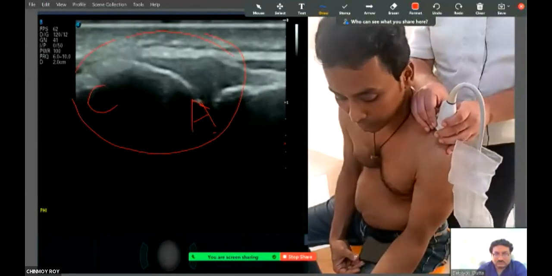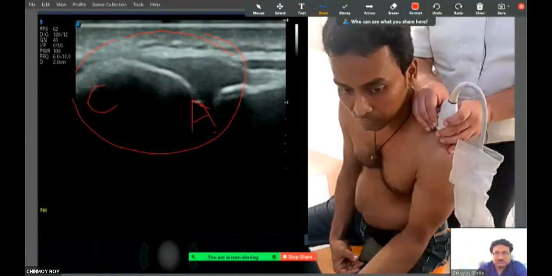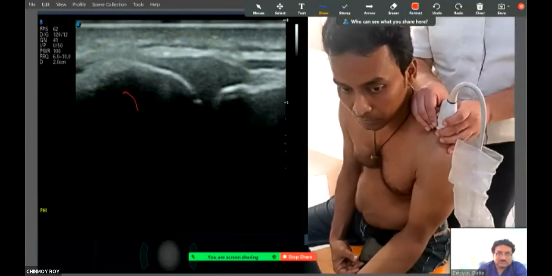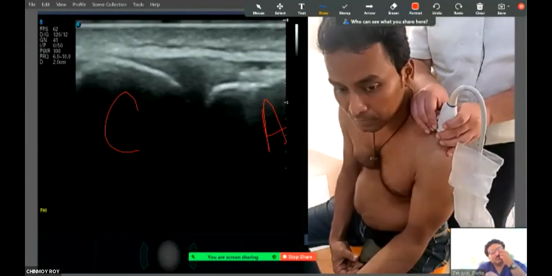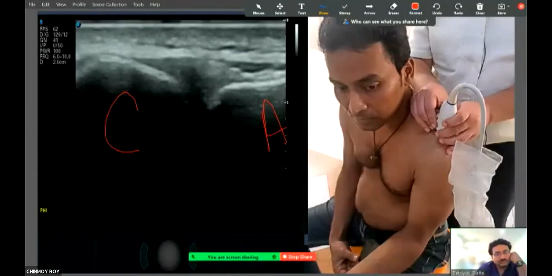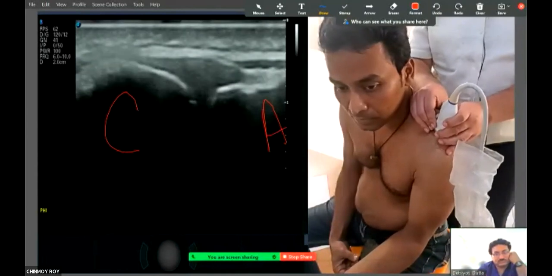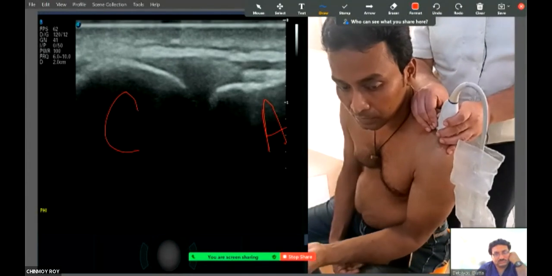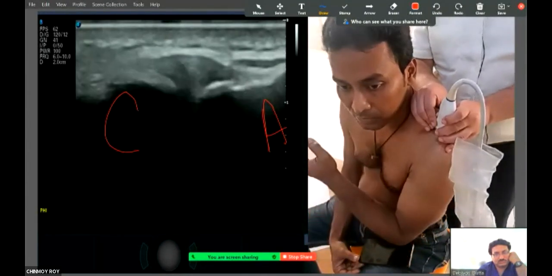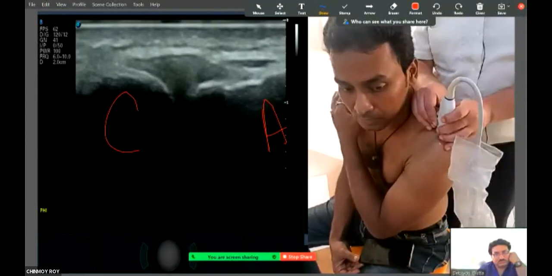This is the acromioclavicular joint. We will put our probe like this. We are seeing the left side is the clavicular head end, and then there is the acromial end on the right side. And the patient will move his hand to touch the opposite shoulder. It is a dynamic test for the AC joint.